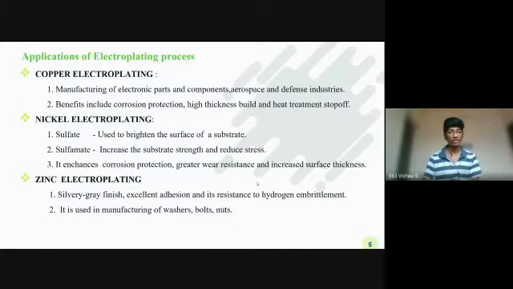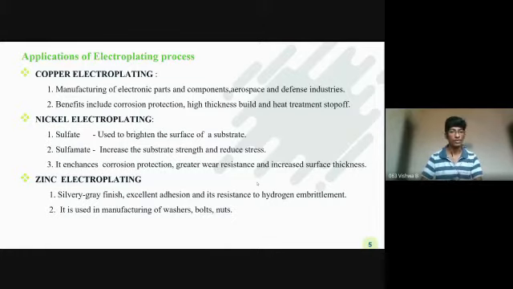What are the benefits? Its benefits are corrosion protection, high thickness build, and heat treatment stop-off. The high thickness is to minimize the heat exchange rate between them. So that is the process of copper electroplating.